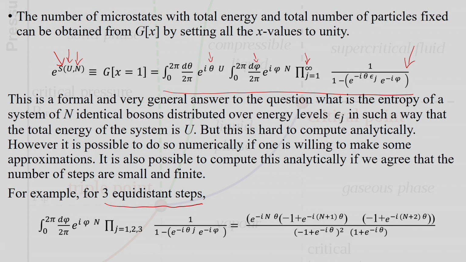So, how do I work it out for 3 equidistant steps? Here, instead of taking the product over all the different steps, I only take the product up to the 3rd step, and then all I have to do is integrate. Suppose I first decide to integrate over phi. How does that work? I can revert this back to the binomial type of form, and expand in powers of this quantity. Or you can use your favorite software to do this.